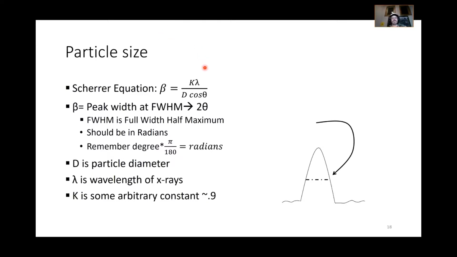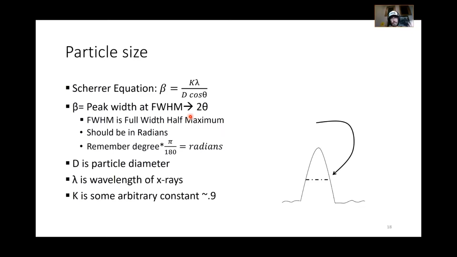So the Scherrer equation: beta, the peak width, equals K lambda over D cosine theta. Again, K is an arbitrary constant, a lot of times just 0.9. D is your crystallite size or crystallite diameter. Theta is 2 theta divided by 2. Beta is the peak full width at half maximum, but you use the 2 theta width. You don't ever divide it by 2. I've had people argue with me, but they're wrong.